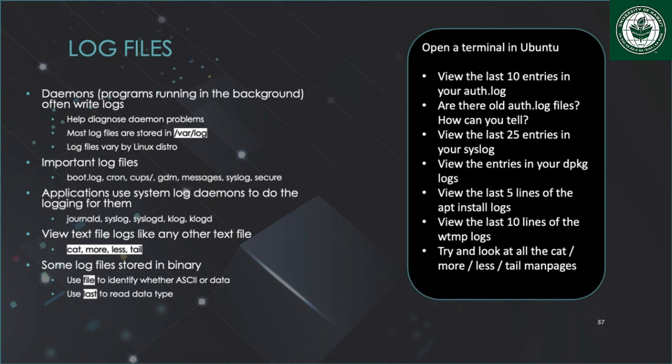Now, Linux applications use system log daemons to do the logging for them, and some important logging daemons include journald, which we'll discuss shortly, syslogd, and there are others. Fortunately, you can view most log files like they were just a regular old text file using cat, more, less, and tail commands, some of which we've already used. However, some log files are stored as data binaries, and you will need to use the last command to read them. And if you want to identify whether your log files are ASCII or data, you'll use something called the file command.